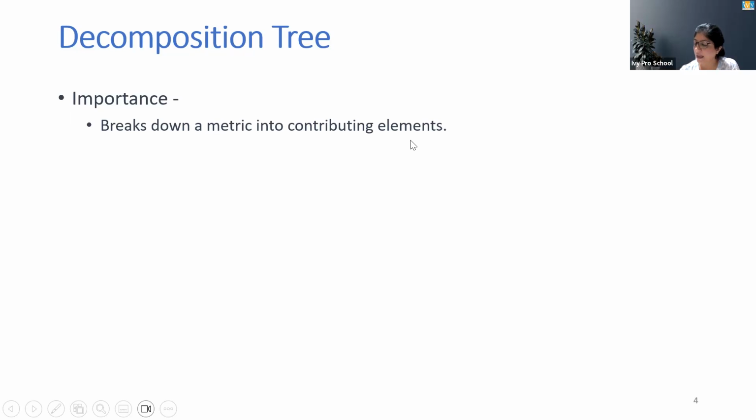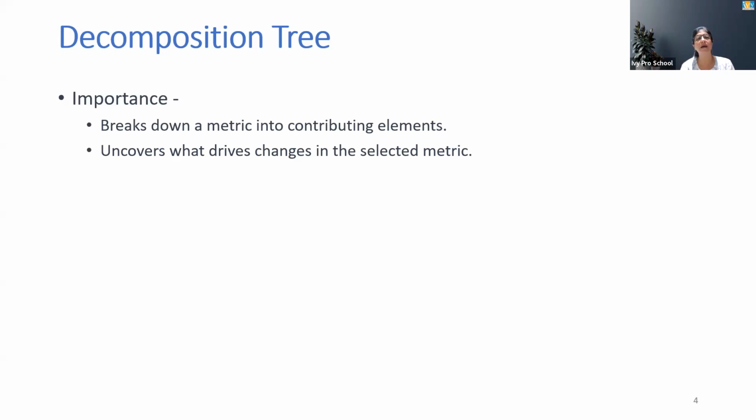So, if I say this X amount is my total sales, who is the main contributor of it? Is it that buyer is the one which is going to be more important for the total sales amount to be higher? Or is it dependent on the product or the discount band? So which metric is contributing to the element is done by the decomposition tree. It helps us uncover what drives the changes in the selected metric.